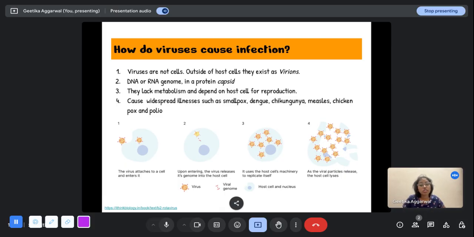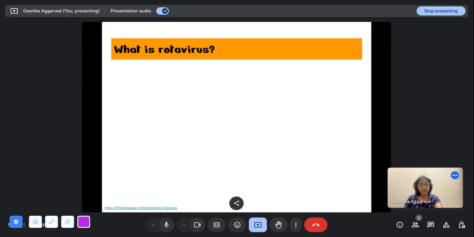This viral genome hijacks the host's machinery, and it undergoes transcription and translation, which makes many more copies of the viral genome and the viral protein shell, which is the capsid. Then the viral particles get assembled inside the host cell, and a lot of these viruses are released, and the host cell in the process gets lysed and dies. So this is how viruses infect host cells.